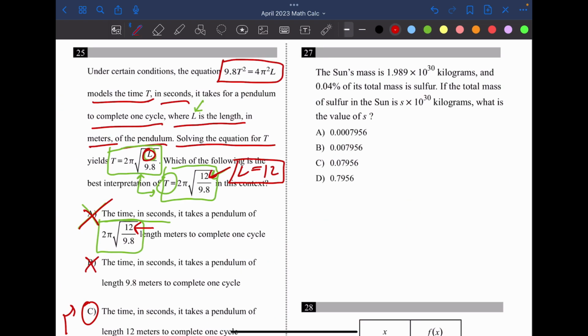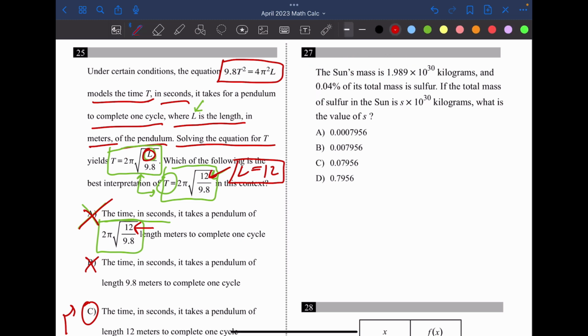Question number 27. The sun's mass is 1.98 times 10 to the power of 30 kilograms and 0.04%, so we have to watch out for the percent here. 0.04% of its total mass is sulfur. The total mass of sulfur in the sun is S times 10 to the power of 30 kilograms. What is the value of S? Before we start, let's do something a bit logical here. To find out the mass of sulfur, you would have to multiply 0.04% by this big number here.